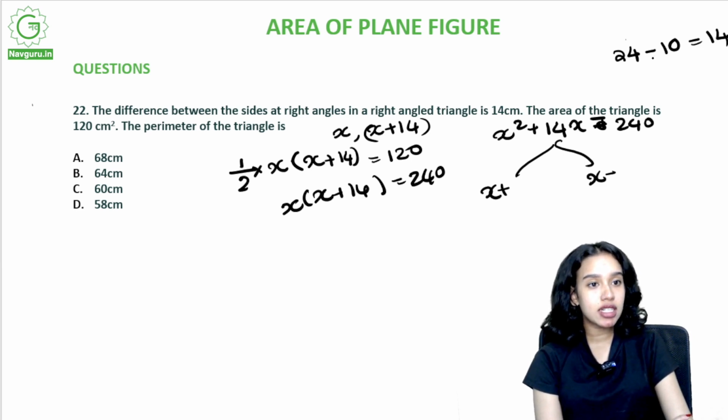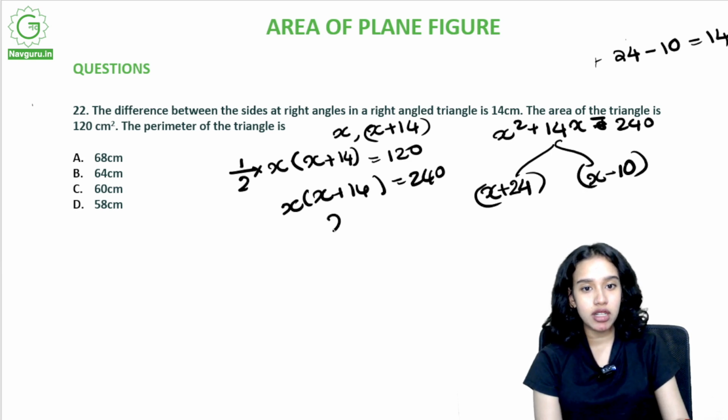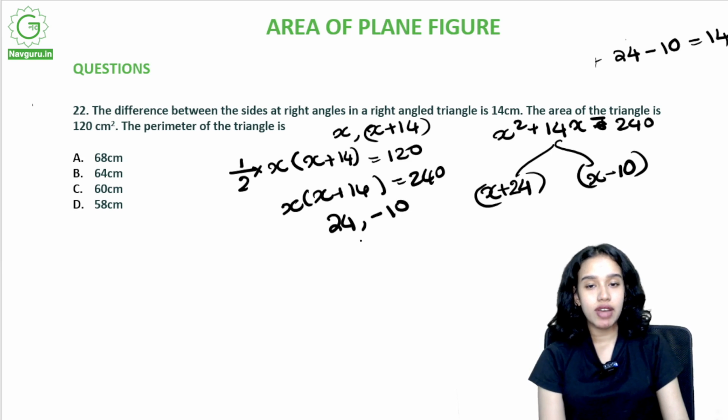So which is the greater number? We should put the sign of the greater number. So the greater number should be positive and the lesser number should be negative. So we get the values of x to be 24 and minus 10, right? So the values of x are 24 and minus 10. So we got the two values of x.